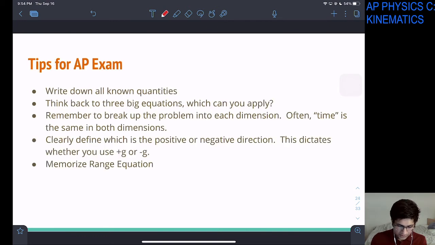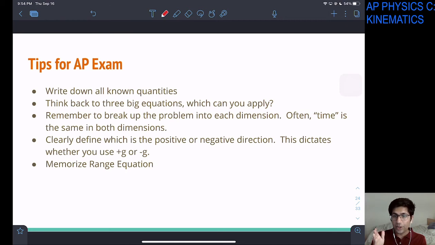So just like earlier, these are general tips for the AP exam. We write down all of our known quantities. We think back to the big three equations. Which ones can we apply? Then we remember to break up the problem into each dimension, so into the y and the x dimension. Oftentimes, time is the same in both dimensions.